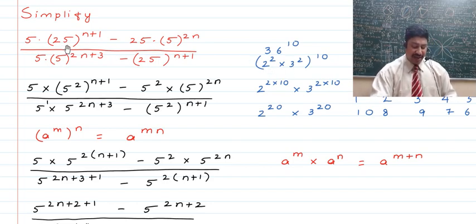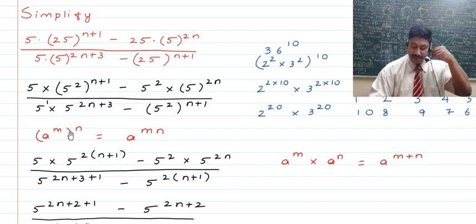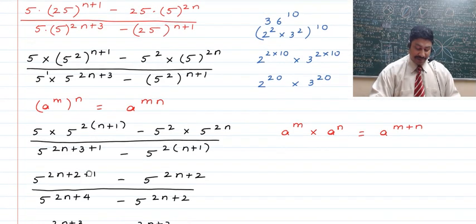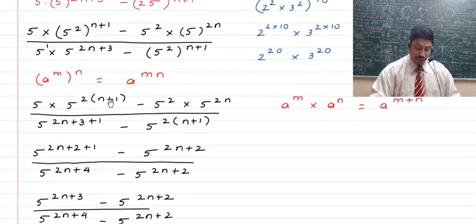We've written this 25 as 5 square, right? Then children, we have this rule: a raised to the power m whole raised to the power n becomes equal to a raised to the power m into n. So as such here, this 25 which was written as 5 square, as its whole power is n plus 1, it will become 5 raised to the power 2 times n plus 1, which in the next step can be written as 5 raised to the power 2n plus 2, right?